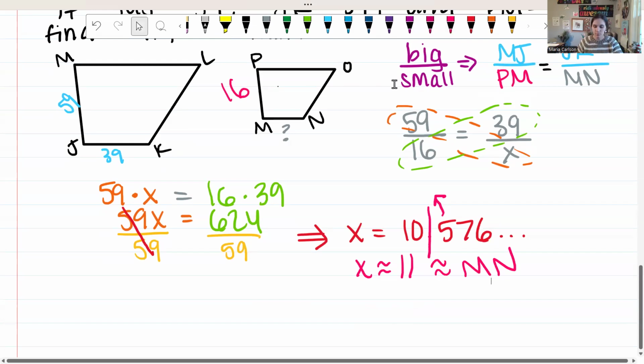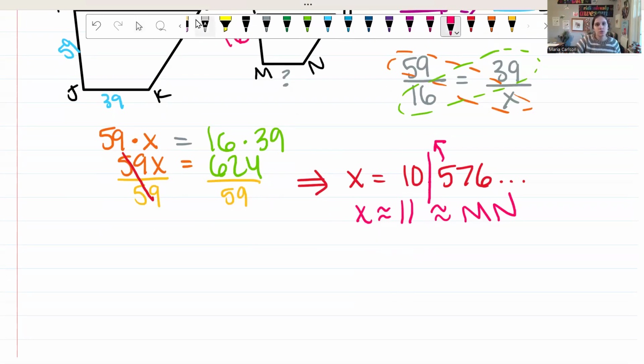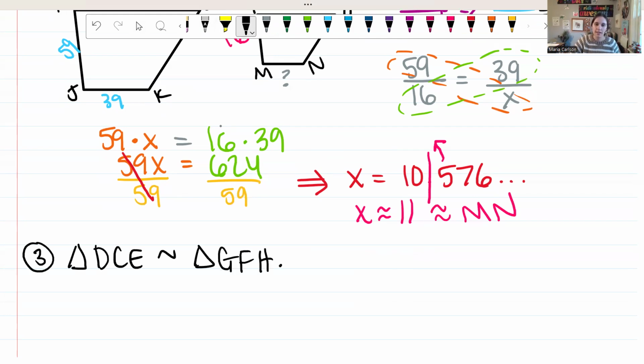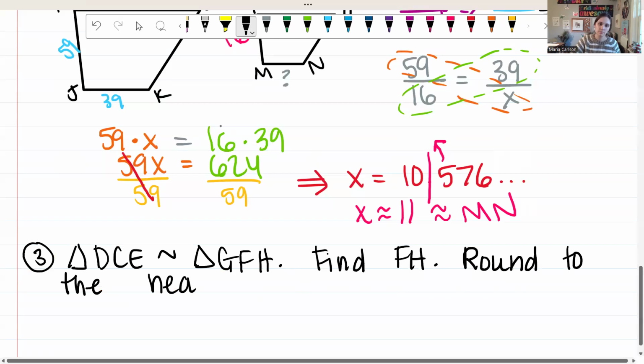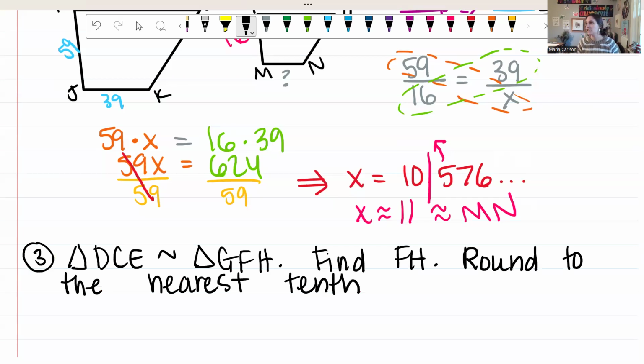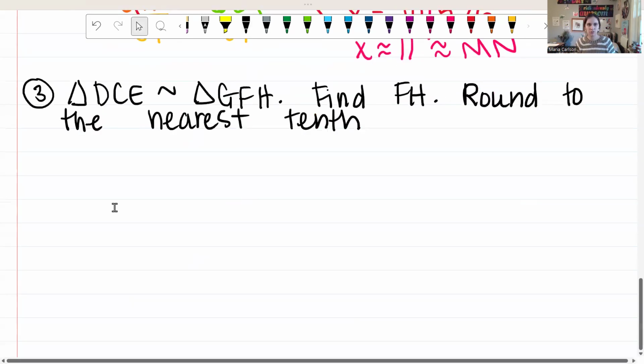All right. Number 3. This one has an image, so that's kind of nice. Triangle DCE is similar to triangle GFH. Find FH. Round to the nearest 10th. And our image here, if you can't print it out, go ahead and just recreate it in your own notes.